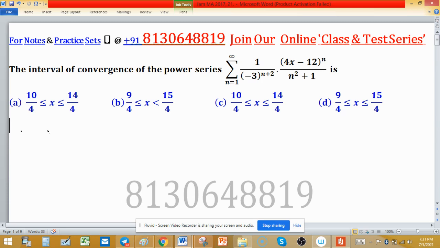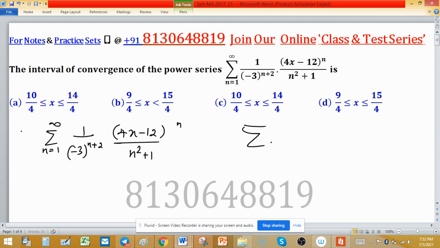So this series is of the format sum n equal to 1 to infinity, 1 upon (minus 3) raised to the power n plus 2, times (4x minus 12) raised to the power n, divided by n square plus 1. The standard format of a power series is a_n (x minus x naught) raised to the power n. The given series does not look like the standard format, so first our aim is to reduce this series into the standard format, if it is possible.